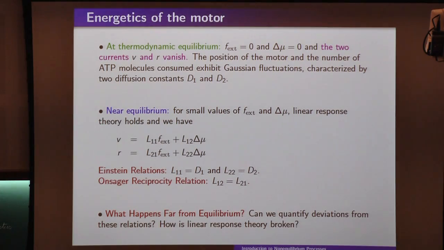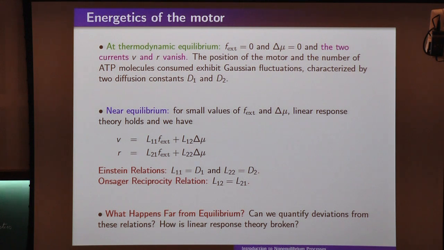Okay, so if we apply no force, there is no cargo, there's nothing attached to the molecular motor, and we suppose that ATP and ADP plus P are at equilibrium in your cell, then there is no motion. Everything is at equilibrium, and then the two rates, v, the speed of the motor, and the rate of consumption of ATP, both of them vanish.